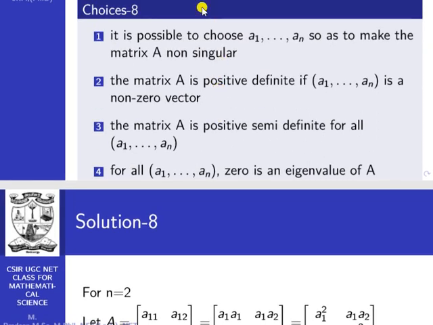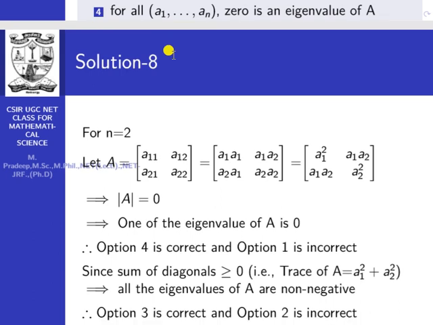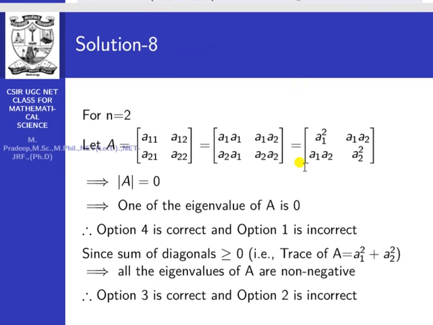It is possible to choose a1, a2 so as to make the matrix A non-singular. But non-singular means determinant A not equal to 0, but here we get determinant A equal to 0. So non-singular is wrong, it should be singular. So option 1 is incorrect here. Option 4 is correct.